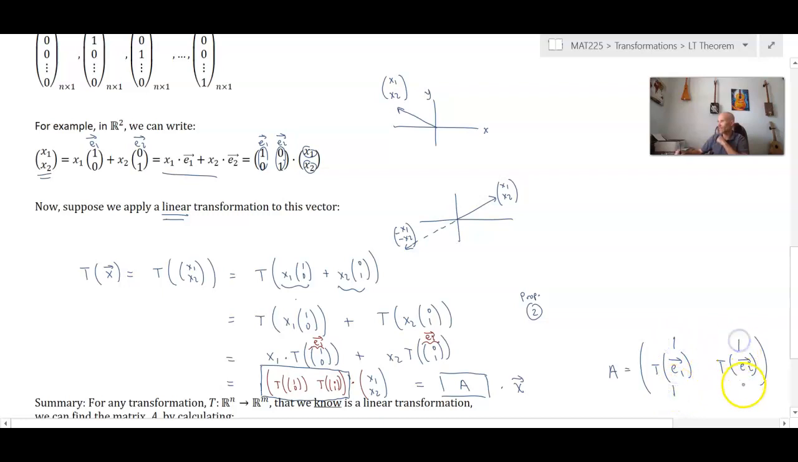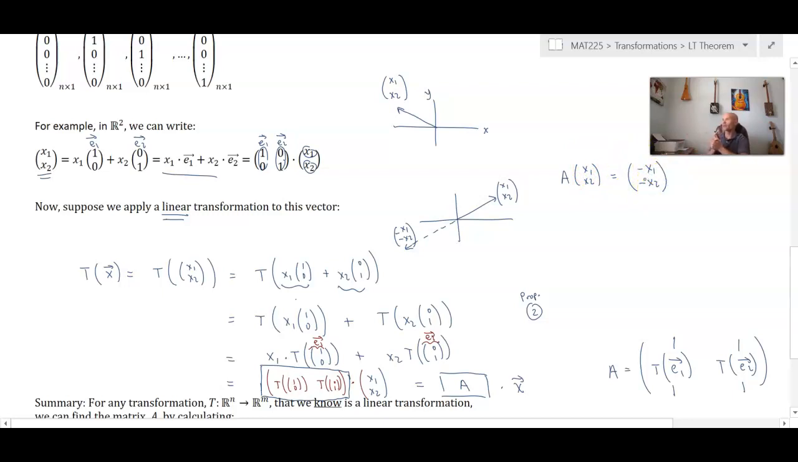I'll put these little lines here to indicate that those are going to be the new columns. And what I put in for those columns is the transformation of the E1 vector and the transformation of the E2 vector. As a brief example, here we said we wanted to negate both of the components. So if I wanted to find the matrix A that when I multiplied it by the x1, x2 vector, what I get as an output is negative x1, negative x2.